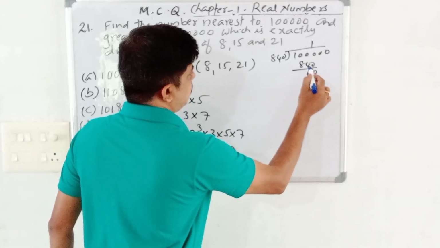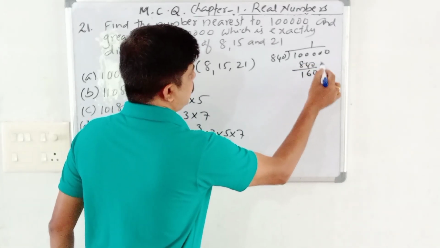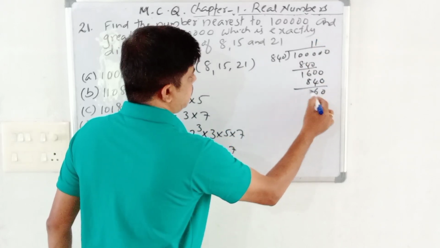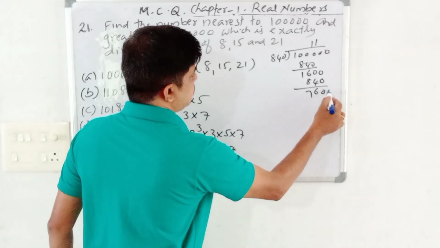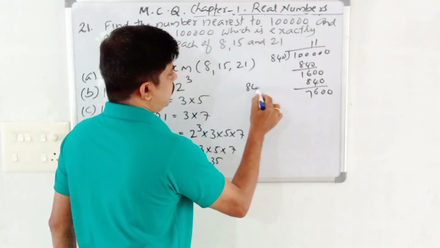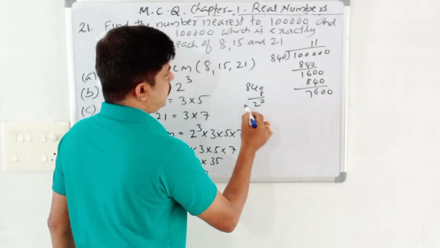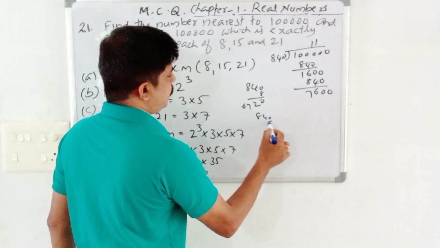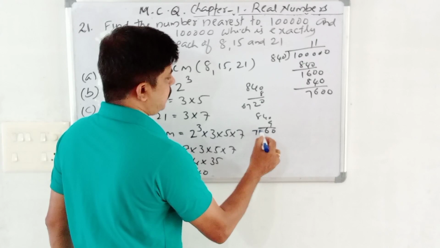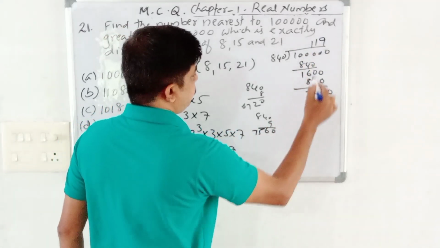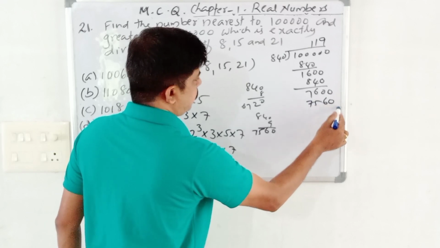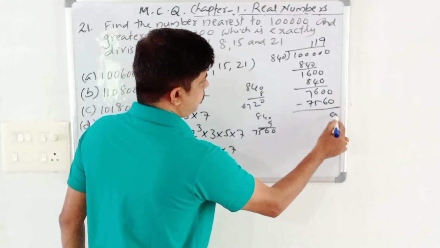Zero, 6, 1, 0. Again one time. 0, 8, 0, 6, 7, 6. How many times will go here? 840 into 8, 840 into 9. Okay, we are getting 9 times. 9 into 840, 9 0s are 0, 9 4s are 36. 1560. We have the remainder.